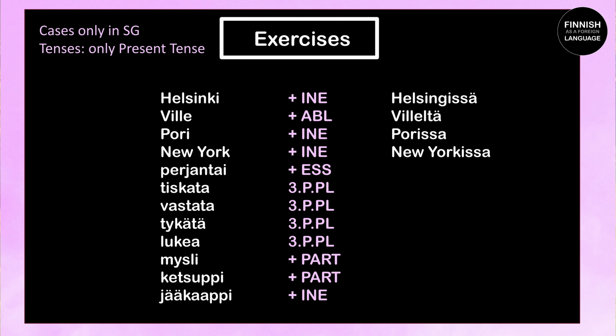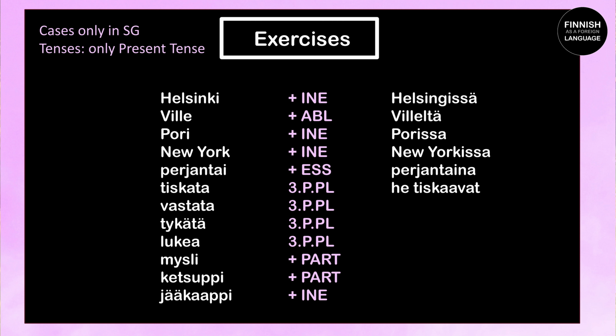Next one, perjantai. Here we need the essive case. That's right, it's perjantaina. Next one is a verb, tiskata, which means doing the dishes. Here we want to form the third person plural. Do we need the vat ending or the vät ending? Yes, that's right, it's he tiskaavat. We need the vat ending here.